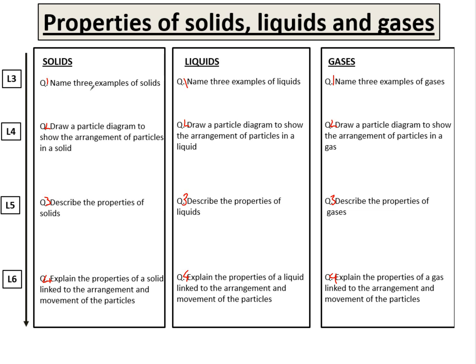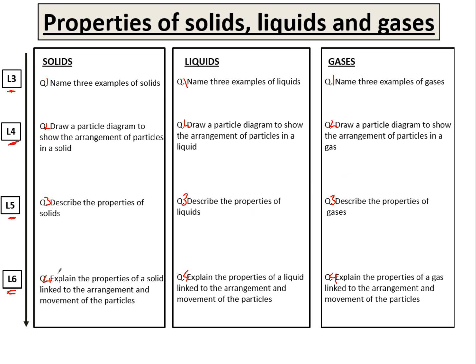If you could name me 3 solids, 3 liquids, 3 gases, that would get you around about a level 3. If you could draw me a particle diagram to show the arrangement of particles in a solid, liquid and gas, that would get you a level 4. And if you could describe the properties of the solids, in other words, how they behave, and liquids and gases, that would be level 5.